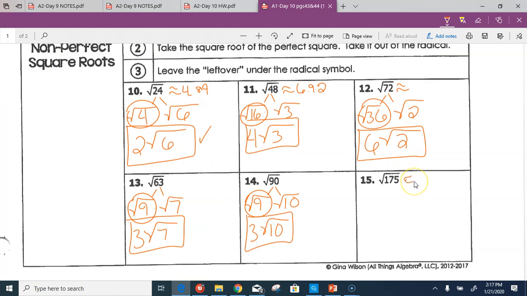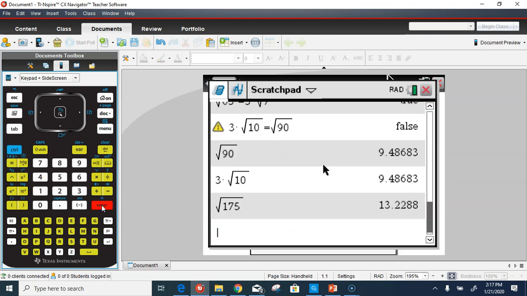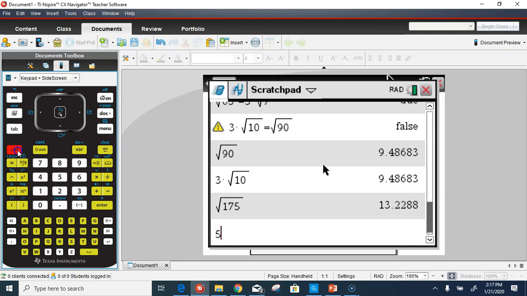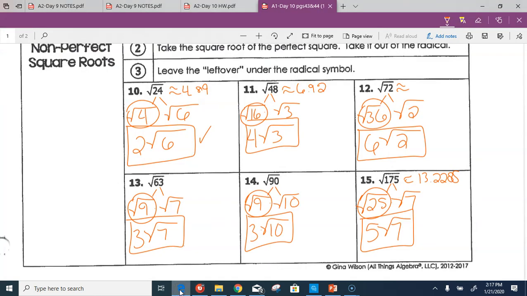So I'll do that for this last one. The square root of 175 is 13.2288. The biggest perfect square that goes into 175 is 25. 25 times 7 is 175. The square root of 25 is 5. So 5 square roots of 7 should equal my answer as well. Let's try that. 5 square roots of 7. Bam, so it works that way. So that's the basic idea.